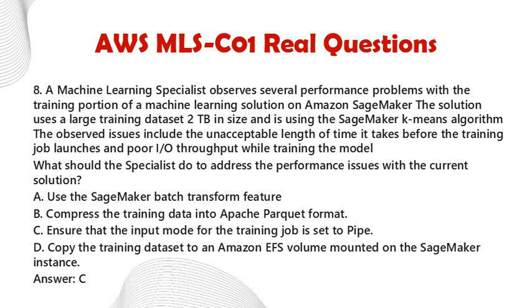A. Use the SageMaker batch transform feature. B. Compress the training data into Apache Parquet format. C. Ensure that the input mode for the training job is set to Pipe. D. Copy the training dataset to an Amazon EFS volume mounted on the SageMaker instance. Answer: C.